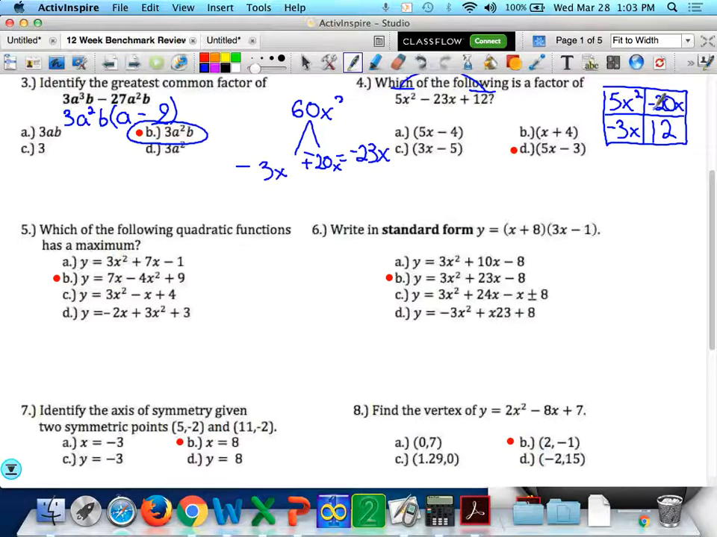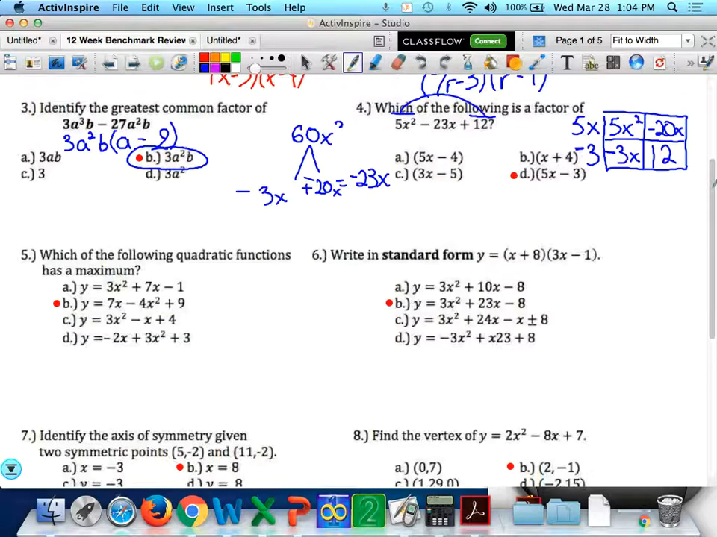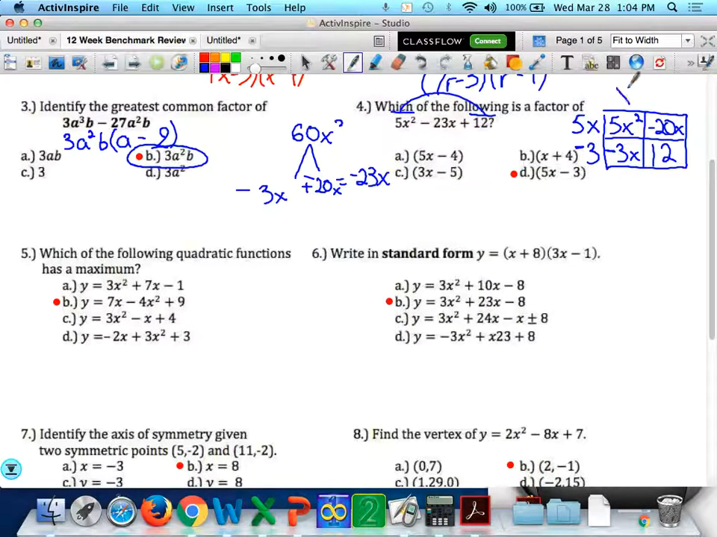When I pull out a factor here, I get a 5x. They both have an x. I can pull an x out. On the bottom, I get a 3, but it's a negative because this was negative. You always copy the sign next to it. Here, all I get is an x. There's no number that 3 and 5 have in common.